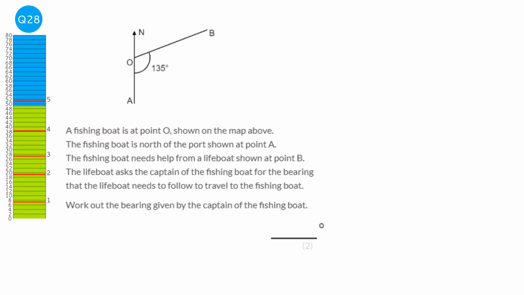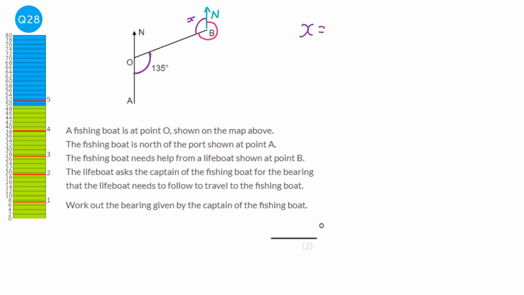So when you read this question, the question's basically asking you to find the bearing of O from B. So the lifeboat is at B, so I'm going to draw a north line here, and to find a bearing you start from the north line and you keep going clockwise. So we're going to look for this angle here. Now this angle which is given to us in the question and this angle here, which I'm just going to call x, are going to be equal.